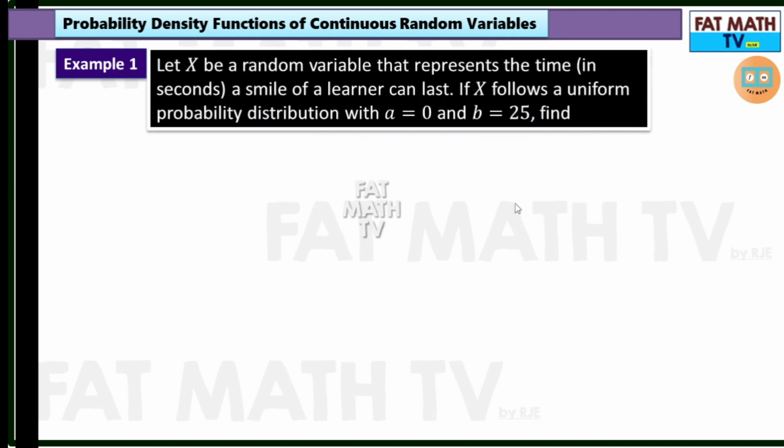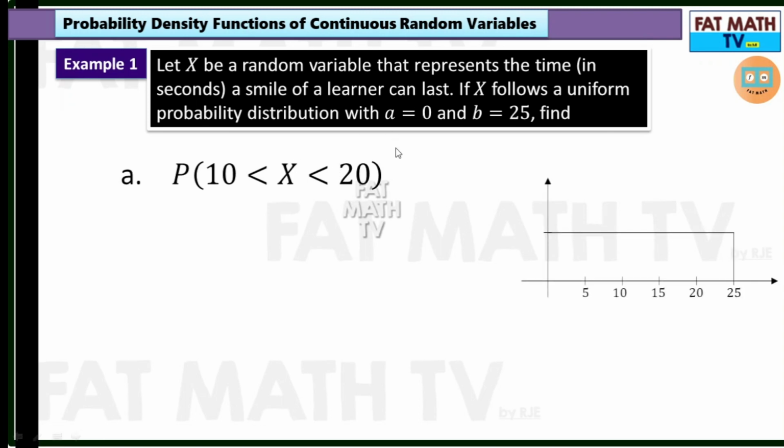Example number 1. Let x be a random variable that represents the time in seconds a smile of a learner can last. If x follows a uniform probability distribution with a equals 0 and b equals 25, find the probability that x is between 10 and 20.